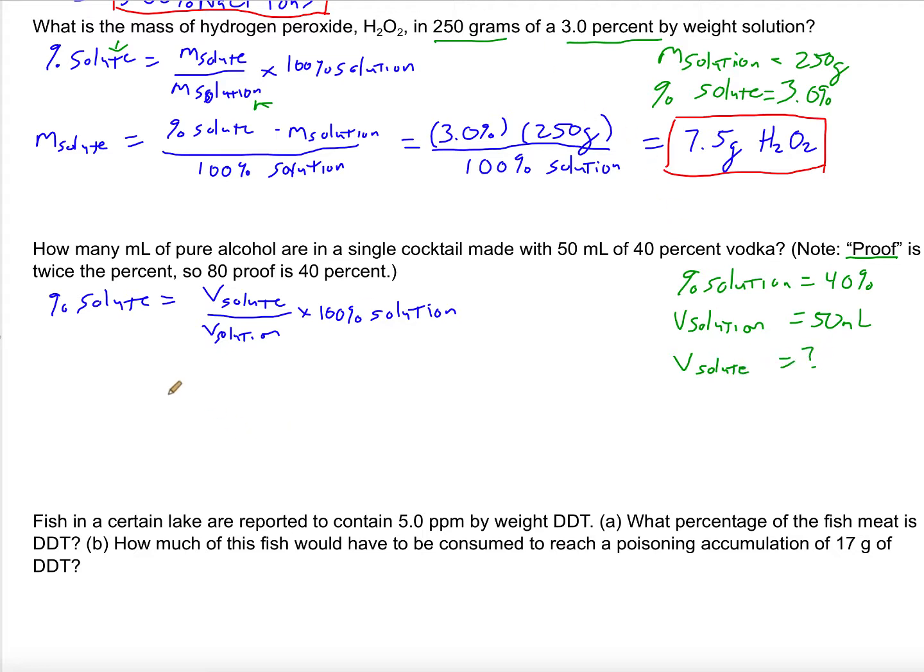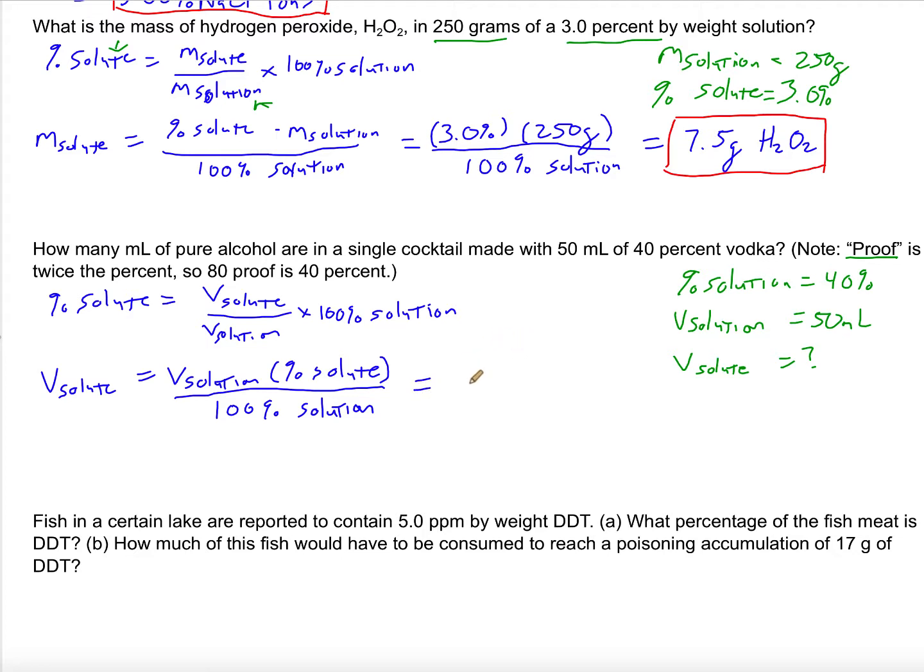So we're going to have to rearrange our equation here again to solve for the volume of the solute and find that the volume of the solute is equal to the volume of the solution times the percent of the solute divided by 100% solution. So now we know everything again on the right hand side. We can put those numbers in.